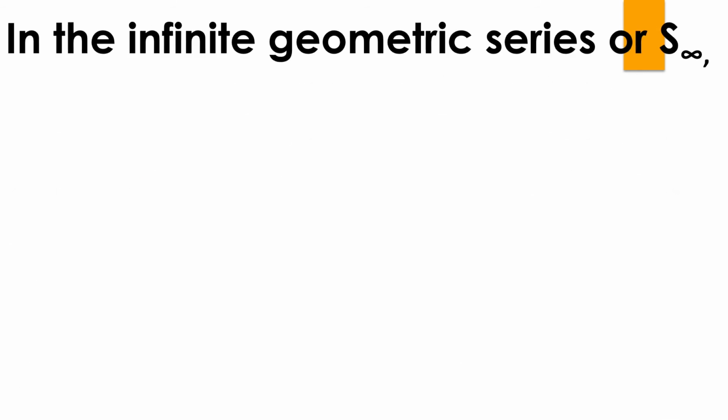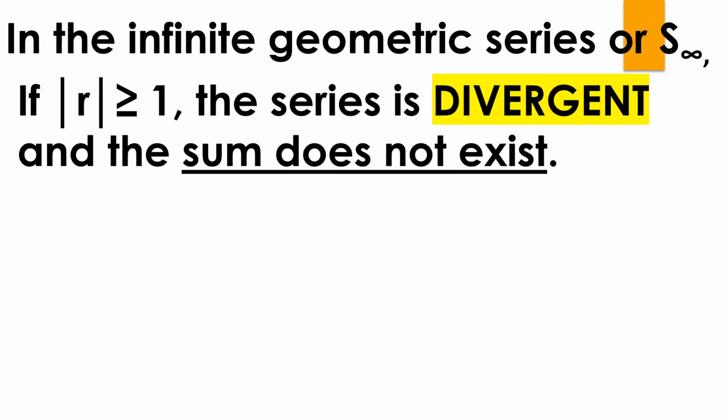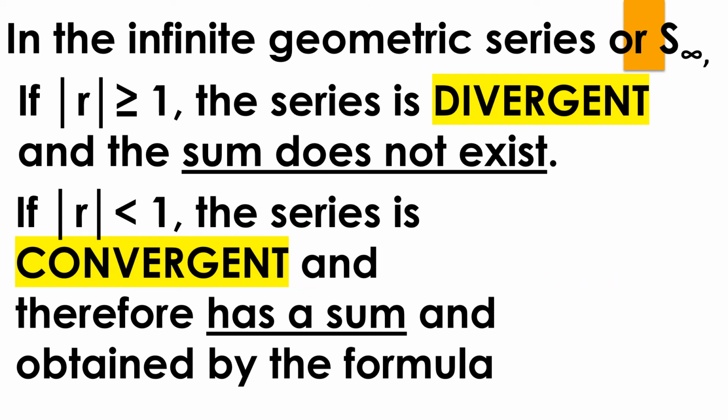In the infinite geometric series, or S sub infinity, if the absolute value of r is greater than or equal to 1, the series is divergent and the sum does not exist. But if the absolute value of r is less than 1, the series is convergent and therefore has a sum, and obtained by the formula S sub infinity is equal to a sub 1 divided by 1 minus r.